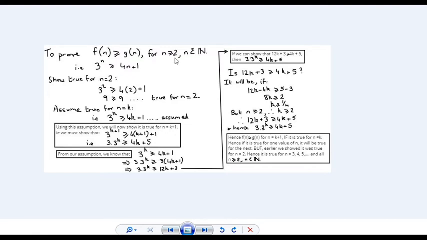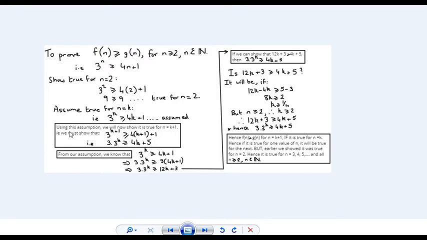But is it true for all values of n greater than 2 as well? That's our next job. So we're going to assume it's true for an arbitrary value of n, which we're going to call k. We're going to take it as a given, so we assume that 3 to the k is greater than or equal to 4k plus 1. We're going to just take that, and put our faith in that.